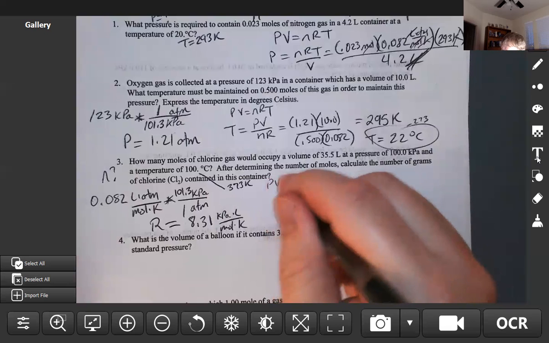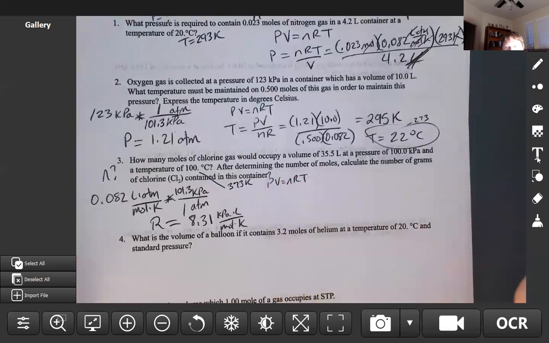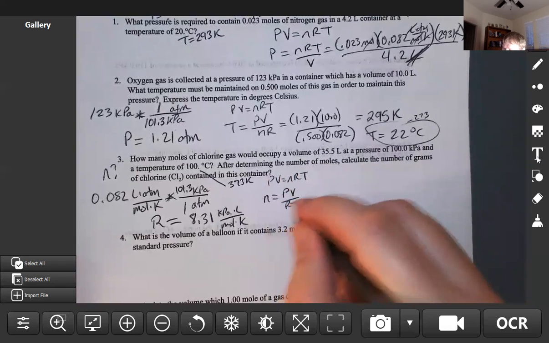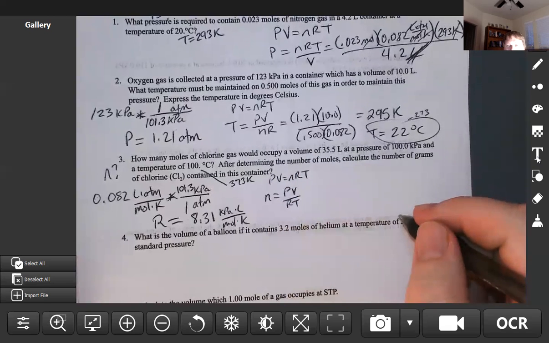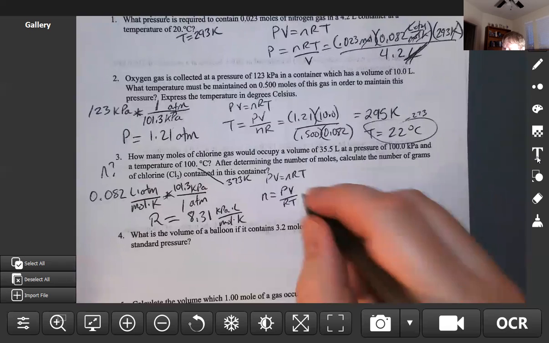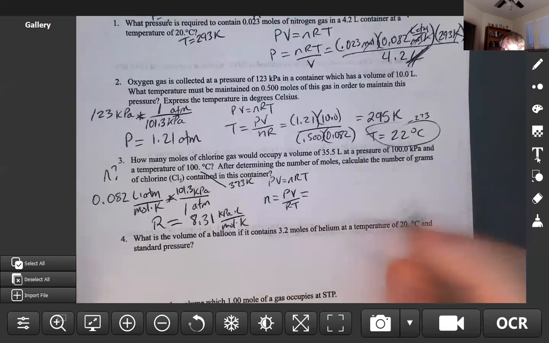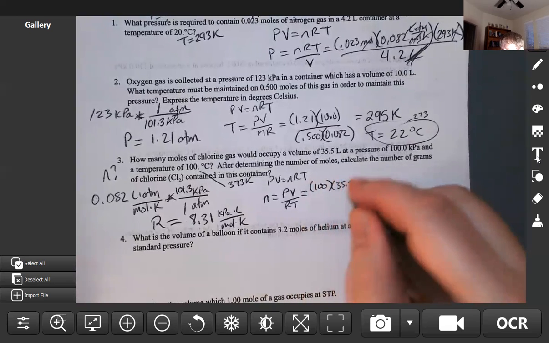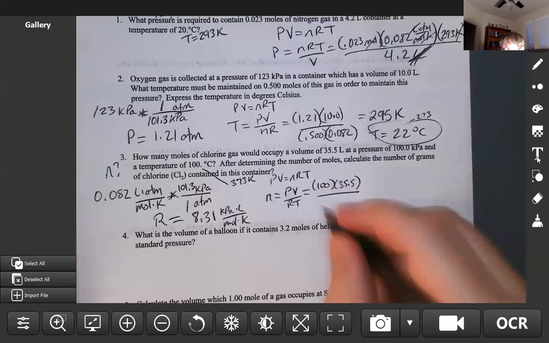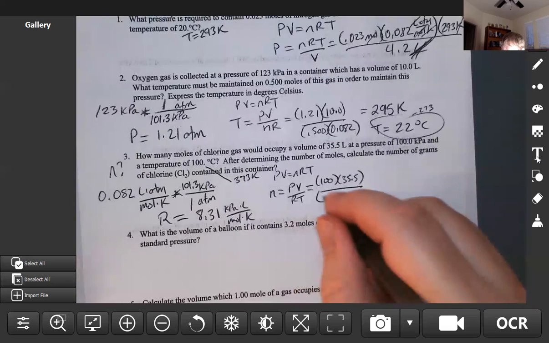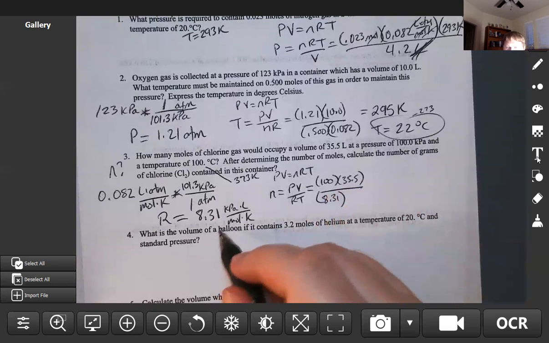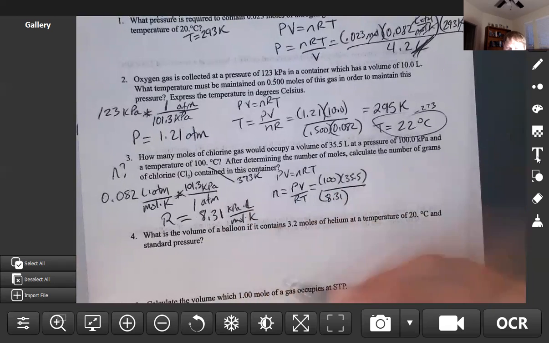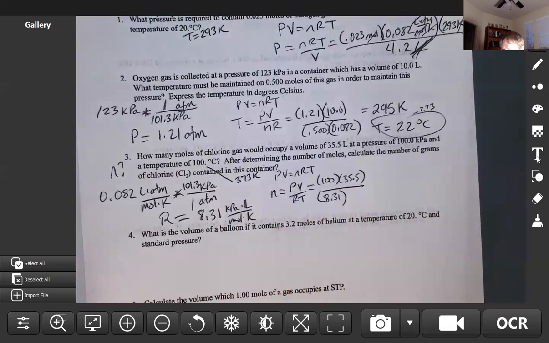So PV = nRT is our equation. That's the ideal gas law. This time we're looking for moles. So n will be PV over RT. And let's plug in. All right, so our pressure is in kilopascals this time, 100. Our volume is 35.5. Okay, that's liters. We're going to use the R value we just converted, 8.31. Remember, this is the same R as before. It's just a different unit. Same amount, just a different way of looking at it. Like $1 is 100 cents. That's the same amount of money, just a different unit.